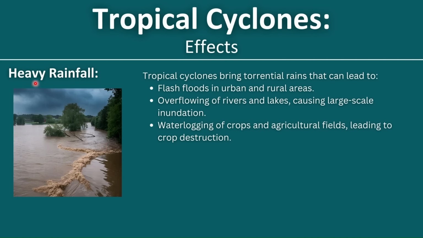The next effect will be heavy rainfall. Now, tropical cyclones bring torrential rains that can lead to flash floods in urban and rural areas. There will be overflowing of rivers and lakes, causing large-scale inundation. There will also be waterlogging of crops and agricultural fields, which will lead to crop destruction.